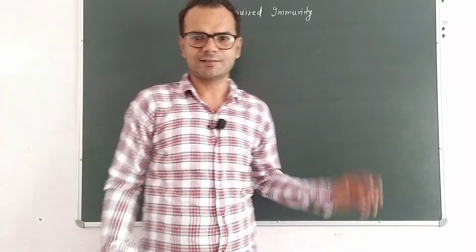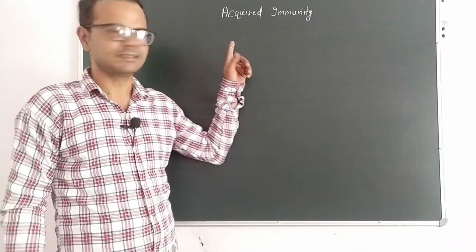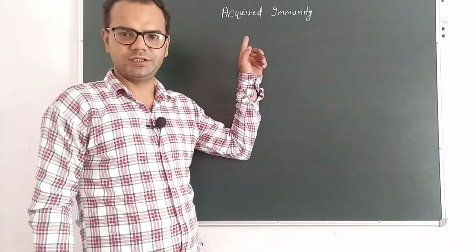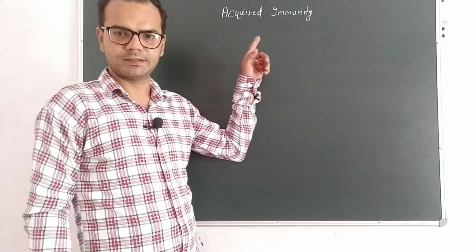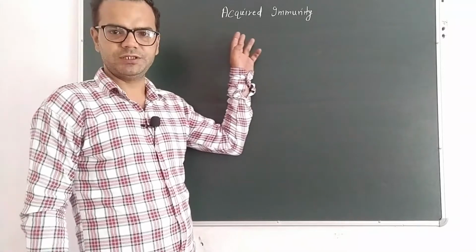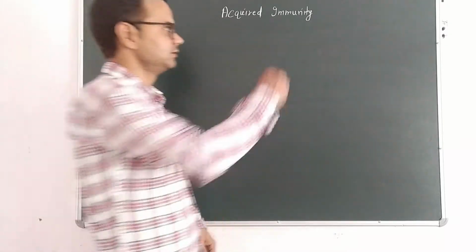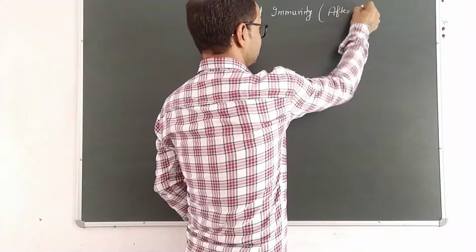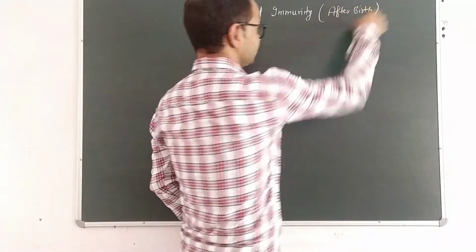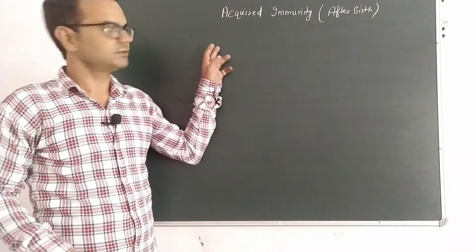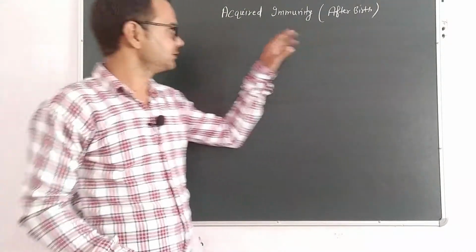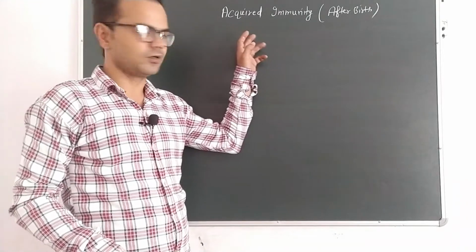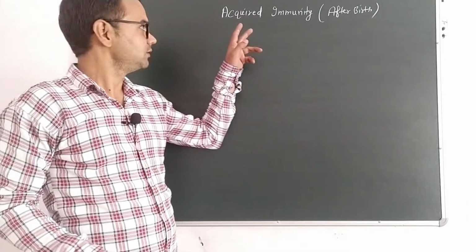Hello everyone, let's talk about a second type of immunity, that is acquired immunity. We have discussed innate immunity, that is present by birth, but this type of immunity develops after birth. So immunity which develops in our body after birth, that is acquired immunity. That's why the name acquired is given. We acquire it from external sources.